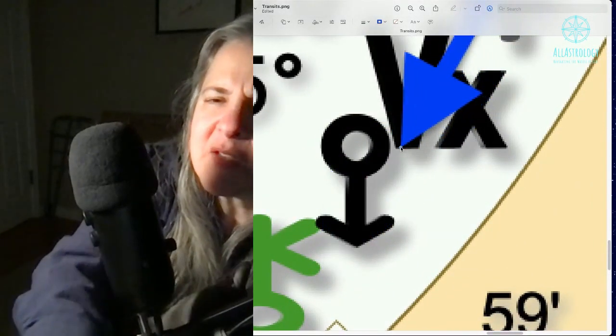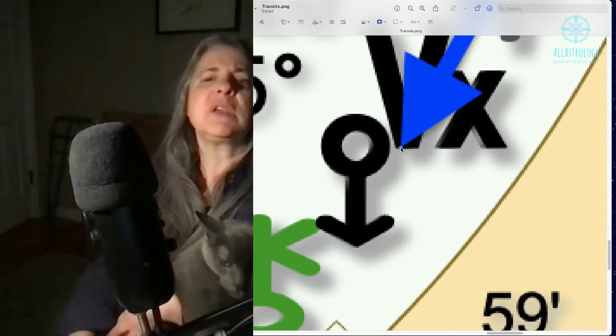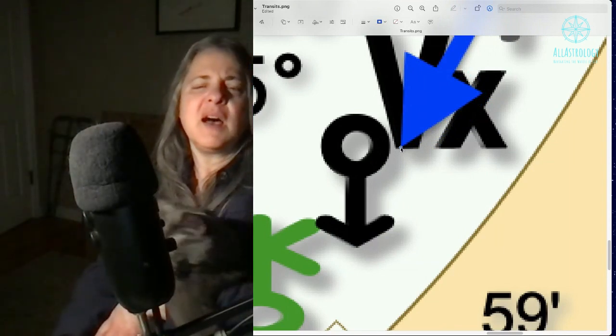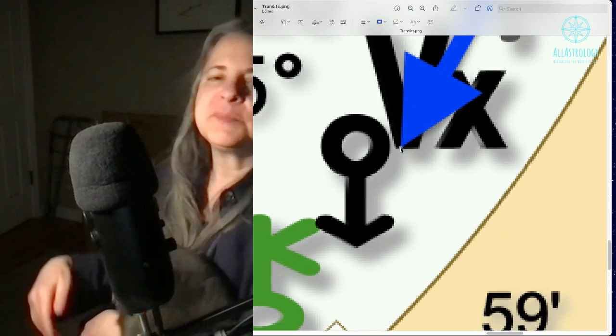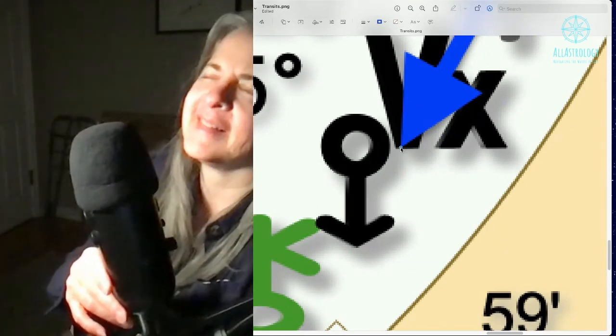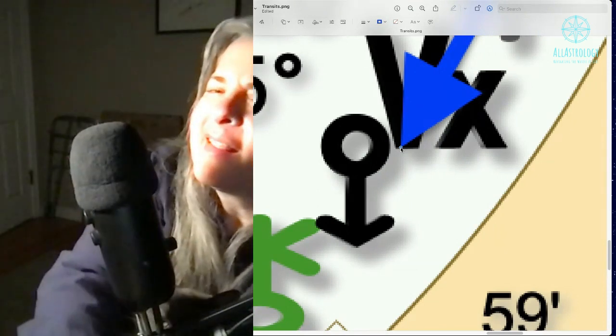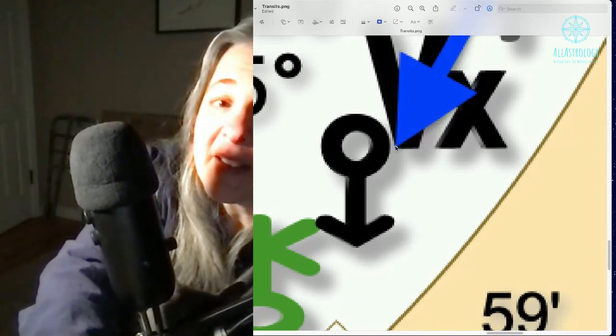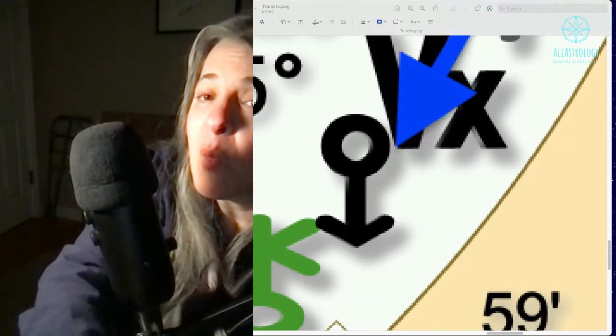There you go. That's Vulcan. It's got a circle. That's Eris. I'm looking at that and like, stop lying. This is Eris. Eris is a female warrior.